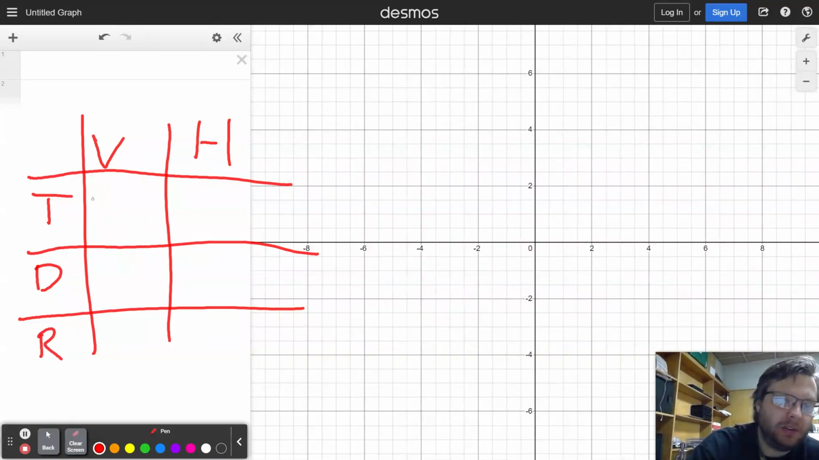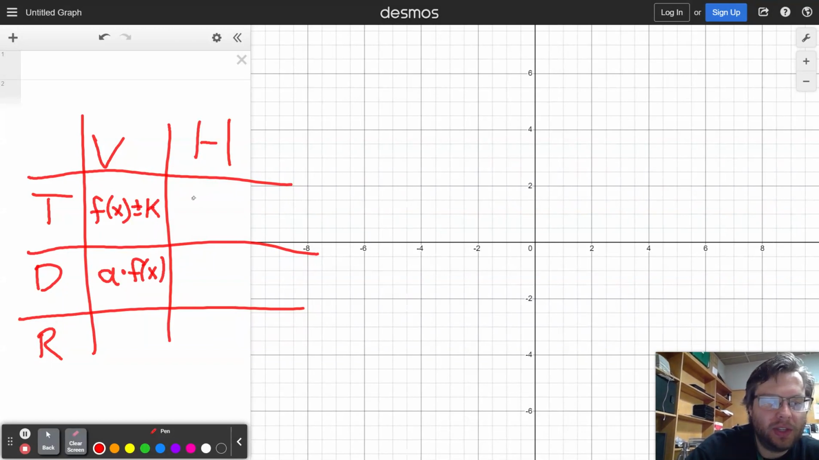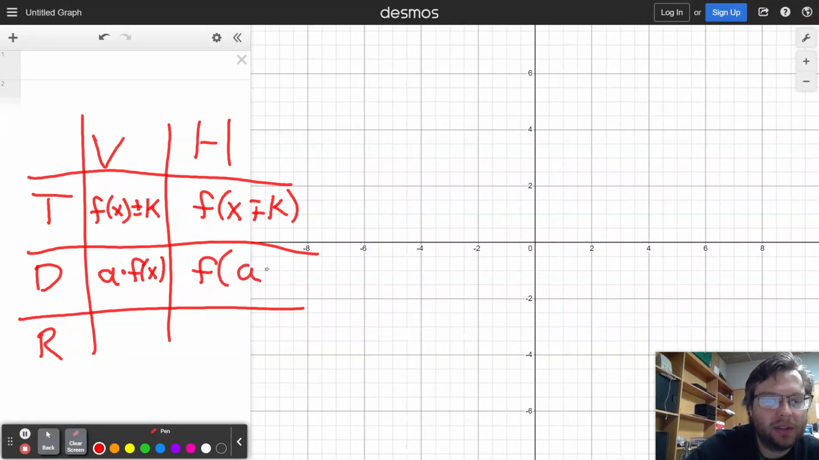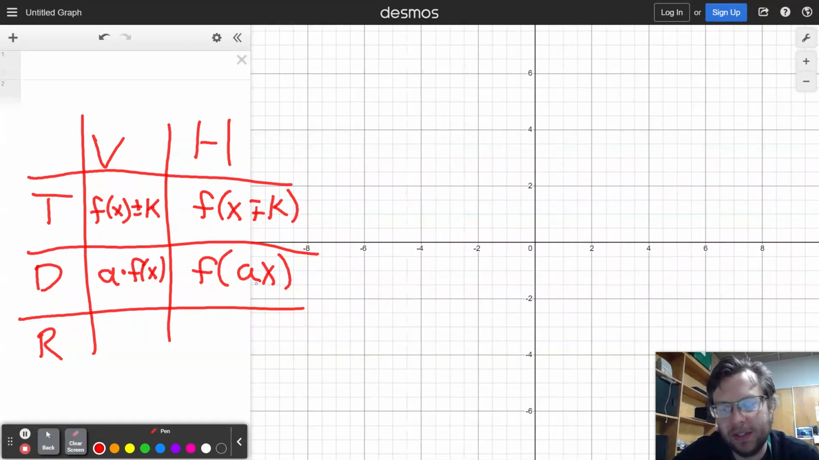So we talked about how translations vertically mean you're adding or subtracting a number on the outside. Dilations vertically mean you're multiplying by a number on the outside. And translations horizontally mean you're adding or subtracting on the inside of the function in sort of the backwards way of what you might expect. Dilations horizontally mean you're multiplying by a number on the inside of the parentheses. Again, sort of backwards of what you might expect.